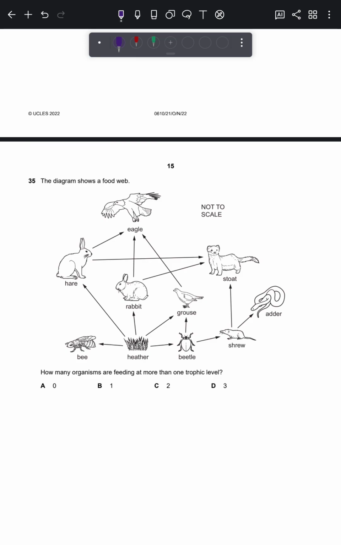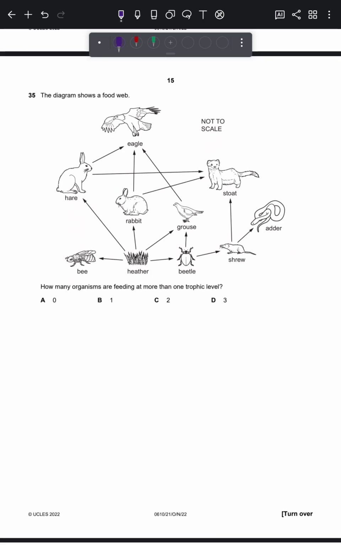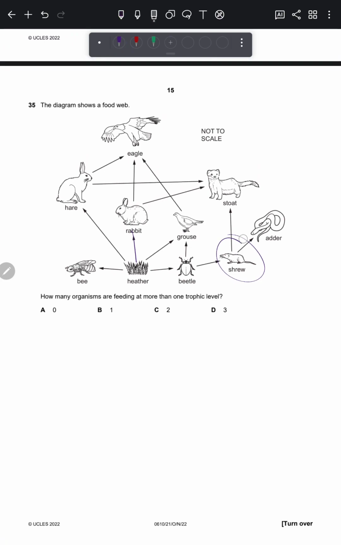35, diagram shows a food web. How many organisms are feeding at more than one trophic level? Okay, so this one we have to really carefully look. So the rabbit is a primary consumer. The bee is a primary consumer. This is a primary consumer. This is a primary consumer. And the shrew can be either primary, secondary. Actually, the grouse can be primary and secondary, or it can just straight up be primary. So that's one.